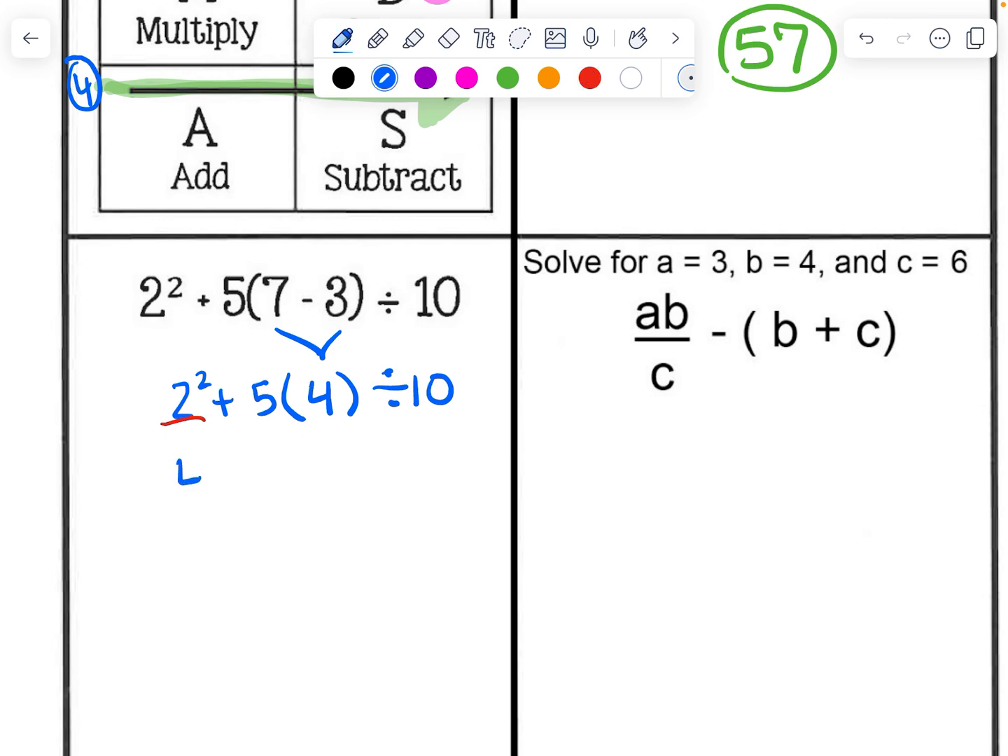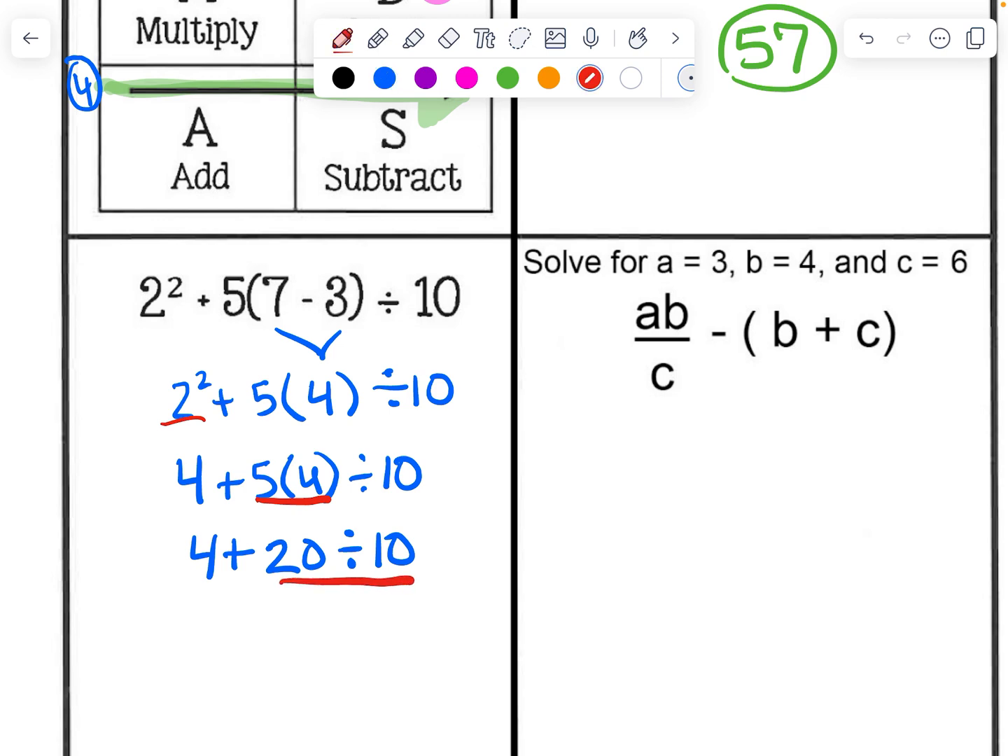Next, I'm going to multiply and divide in order from left to right. So I have some multiplication and division, but the multiplication is first. So I'm doing that first. 5 times 4 is 20. Next, I'm still not done with that step of the multiplying and dividing. I have some dividing over here, which needs to always be done before addition. So I'm not adding the 4 and 20 first. I'm doing the 20 divided by 10 first. 4 plus 2 is 6, and that's my answer.